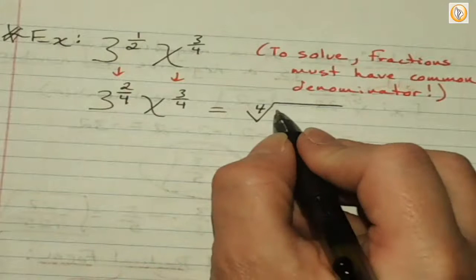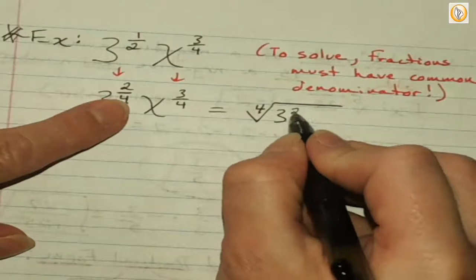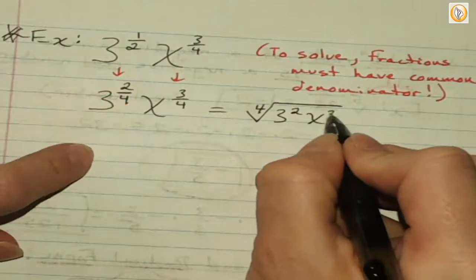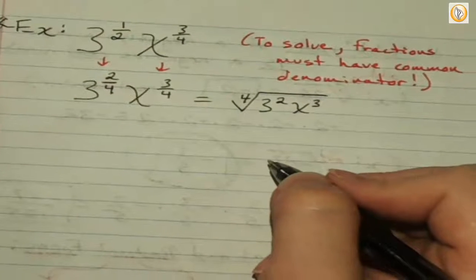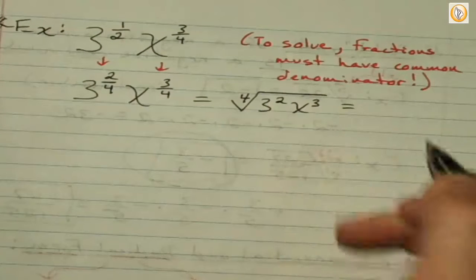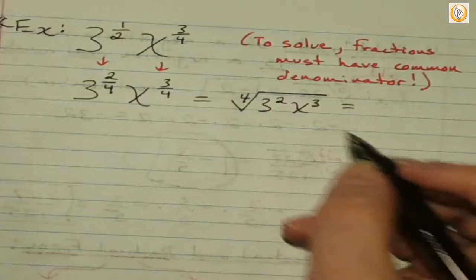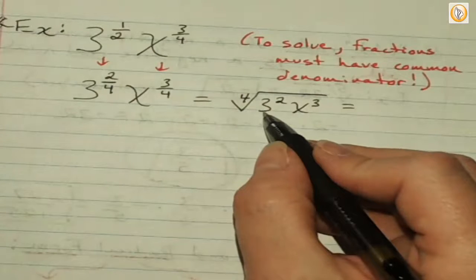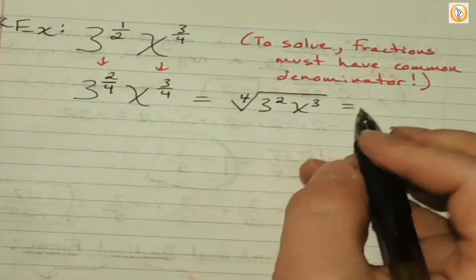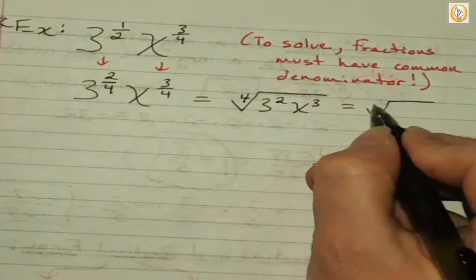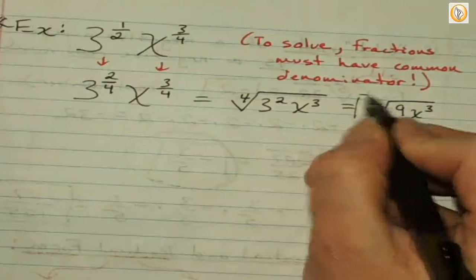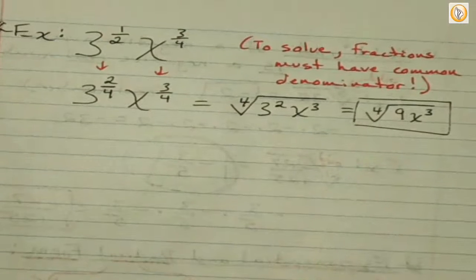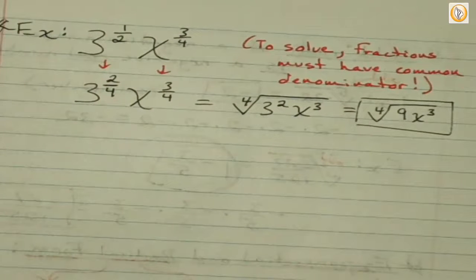So now what we're left with is 3 squared and x cubed. Cecilia, what is 3 squared? 9x cubed. There's your answer. That's how you solve those.